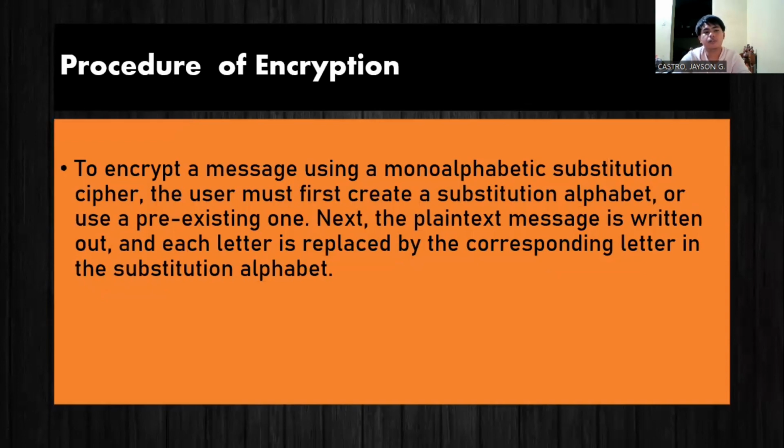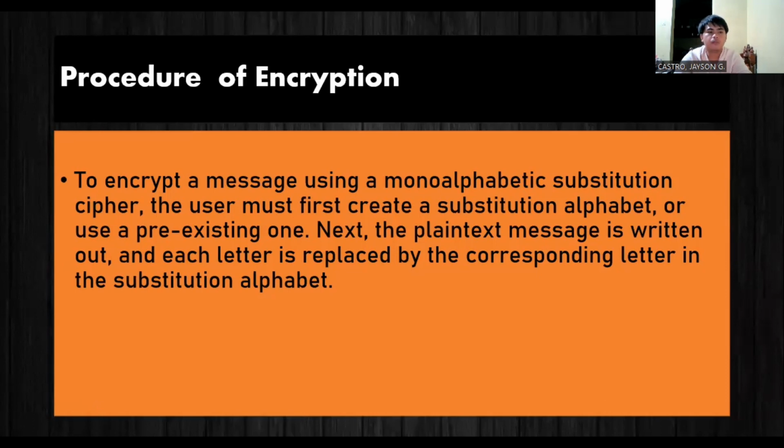What's the procedure of encryption? To encrypt a message using a monoalphabetic substitution cipher, the user must first create a substitution alphabet or use a pre-existing one. Next, the plain text message is written out and each letter is replaced by the corresponding letter in the substitution alphabet. For example, if the plain text letter A is replaced by the ciphertext letter X, then every instance of A in the plain text message will be replaced with X in the ciphertext message.